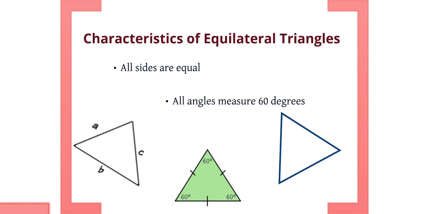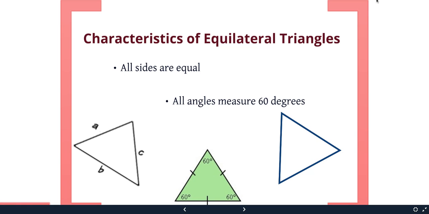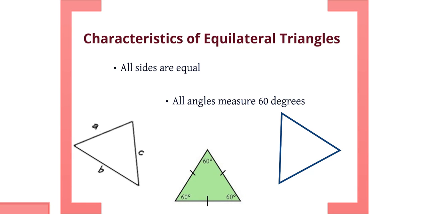Now, an important thing about an equilateral triangle is that it's also an acute triangle, but not all acute triangles are equilateral. So I'll show you some examples with the acute slides on how a triangle can be acute, but not necessarily equilateral. But if a triangle is equilateral, it's automatically acute. So we're going to go and look at the three other kinds of triangles, which are acute, right, and obtuse.